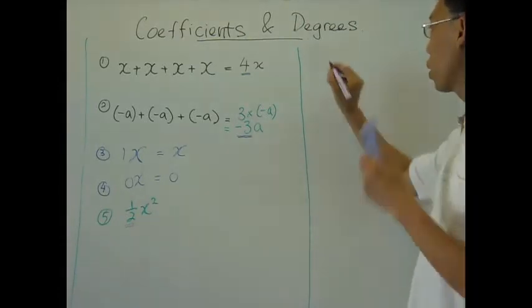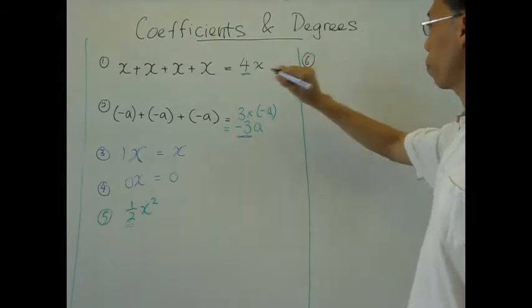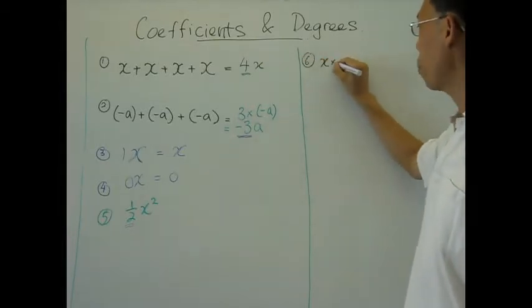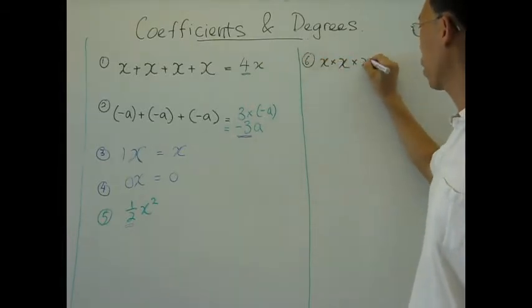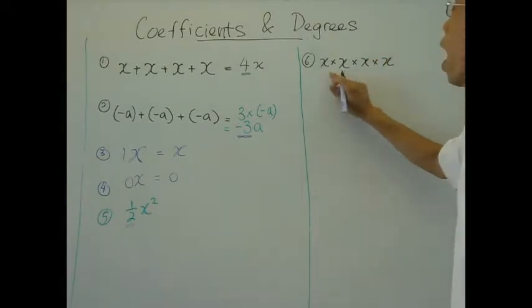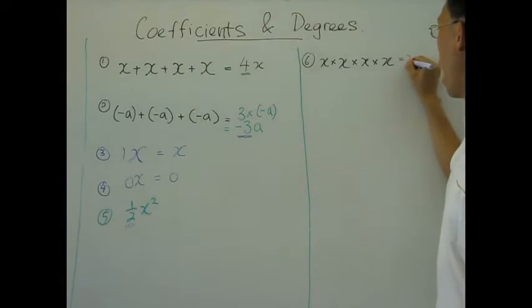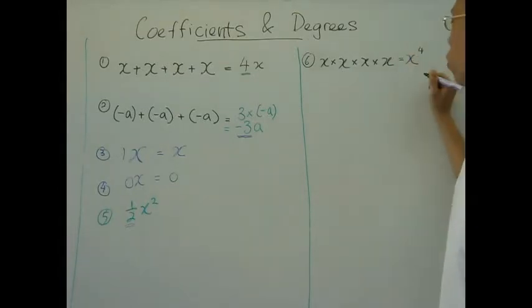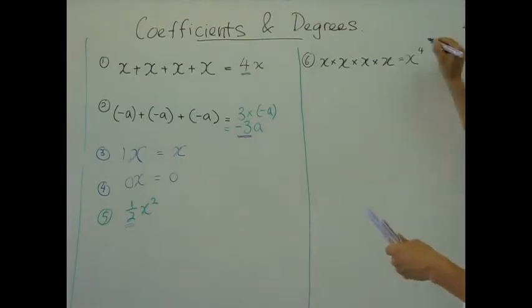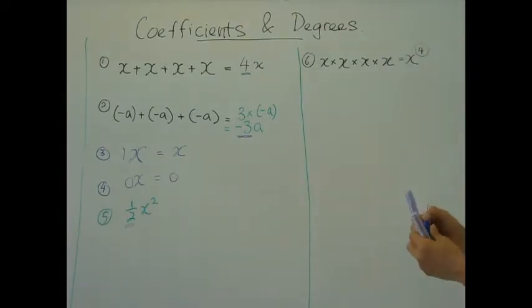Degree, you can think of it this way. For example, x times x times x times x, x multiplied by itself 4 times. That is basically x to the power of 4. 4 here, that's the degree. 4 is the degree in this case.